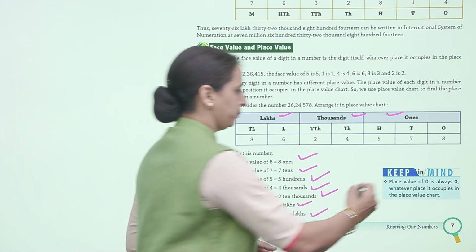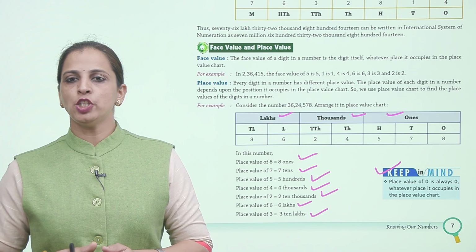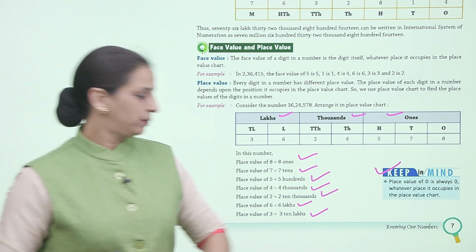Now keep in mind, place value of 0 is always 0, whatever place it occupies in the place value chart.